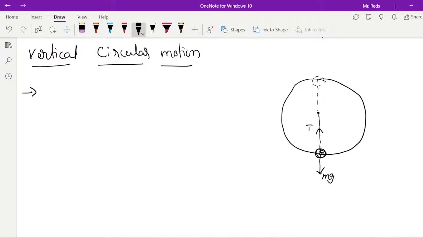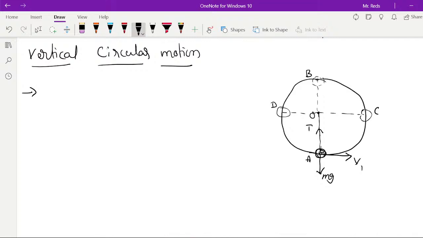and tension acts in this direction. Let us mark this point A, the bottommost point. This is the center, the bottommost point is A, and the topmost point, let us call this B. Let us consider this point as C and this point as D. Now if you throw this with some velocity at this point, let us say v1, or you can also take vA, whatever symbol you like.